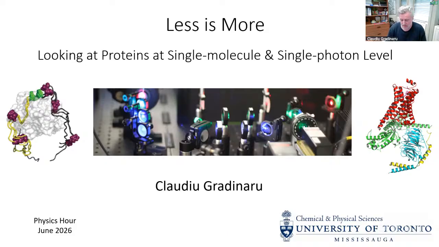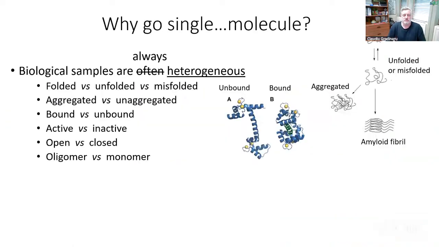First, let me motivate my work. Why go to this level, single molecule? Why aren't averages sufficient? Well, first of all, the objects of our study, biological molecules, often appear in multiple states simultaneously. So we're dealing with heterogeneous mixtures, talking about folded and unfolded proteins, aggregated, unaggregated, bound, unbound, all kinds of different states that coexist.